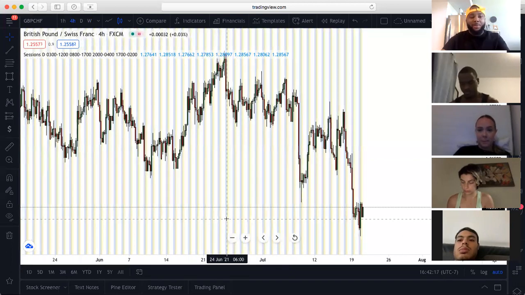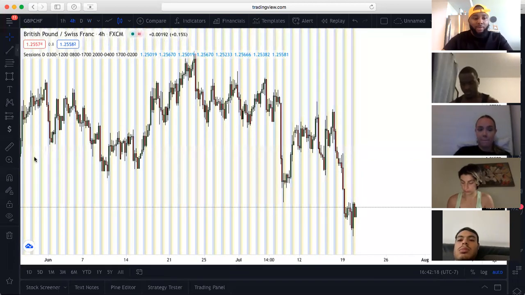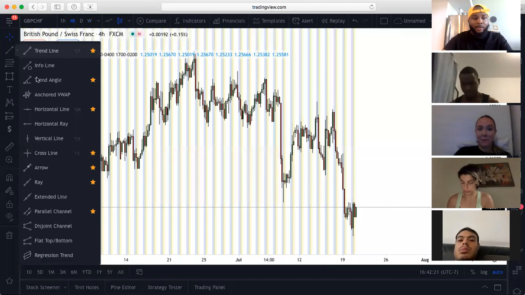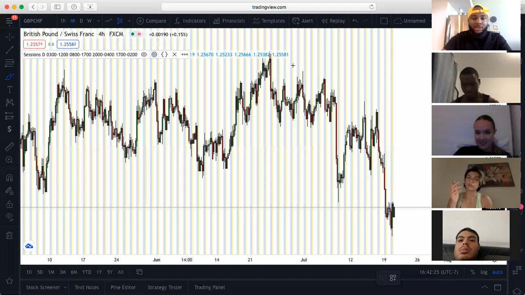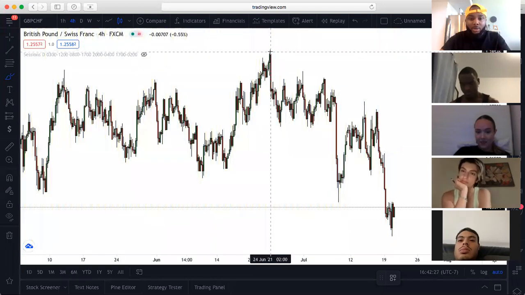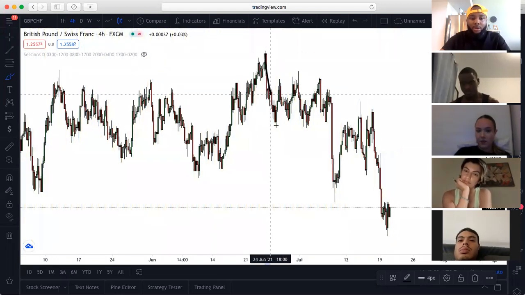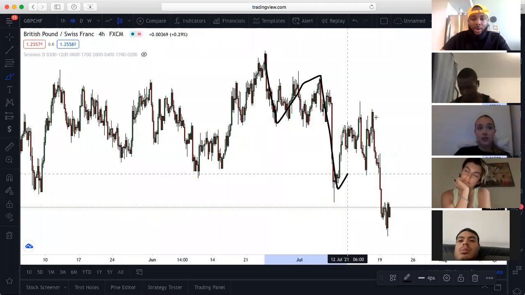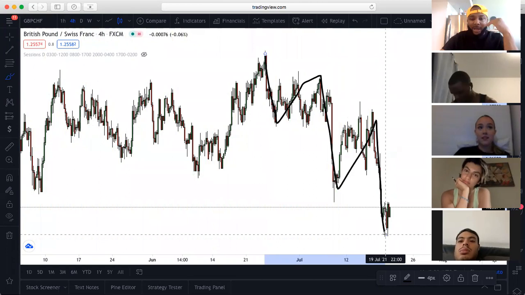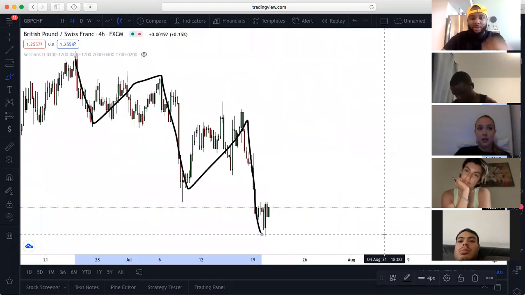On the 4-hour, we're getting some type of lower high, lower low being formed. Why do I see this? Let's take off my session so it's not bugging you guys' eyes. Lower high, lower low, lower high, lower low, lower high, lower low. Now check this out. Example of what I'm talking about.